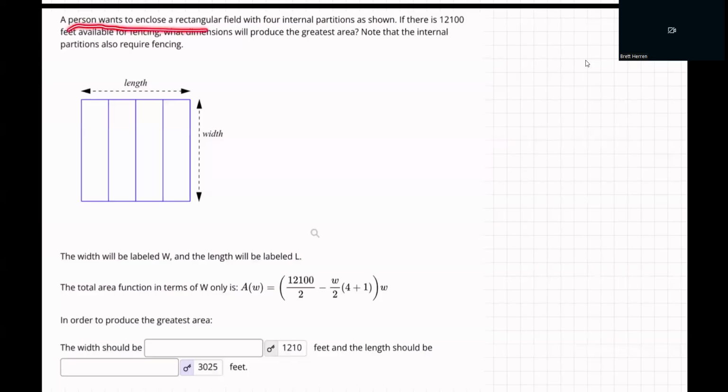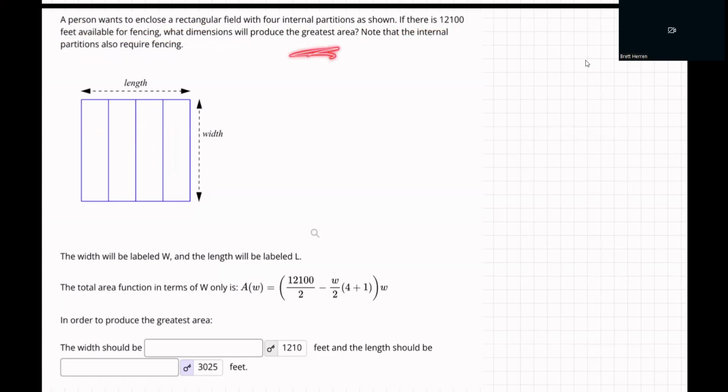A person wants to enclose a rectangular field with four internal partitions as shown. Now you might have two, three, four, five, six, seven, something like that. I've got four. If there is 12,100 feet available for fencing, what dimensions will produce the greatest area? Note that internal partitions also require fencing.